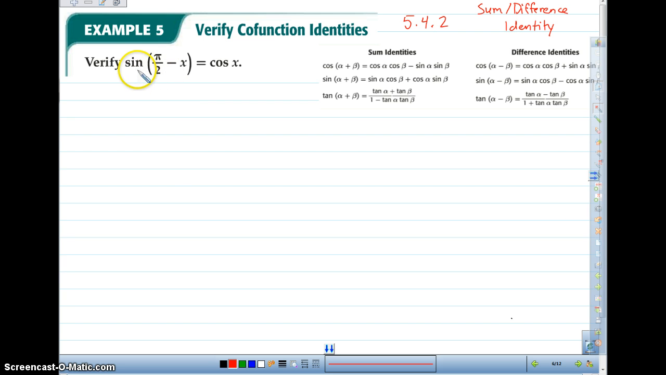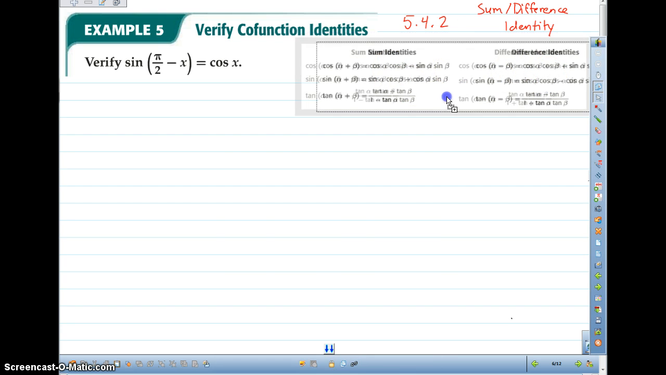Alright, so this one is asking us to verify that the sine of pi over 2 minus x is equivalent to just the cosine of x. So since we're subtracting two quantities inside our sine function, we're going to be using our difference identity. And so I've copied a mini cheat sheet of our identities right here.